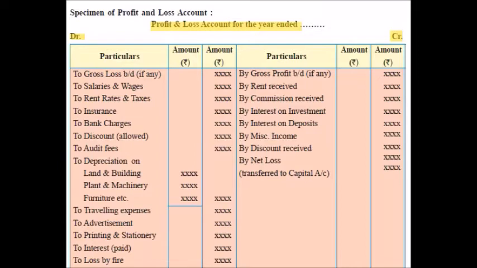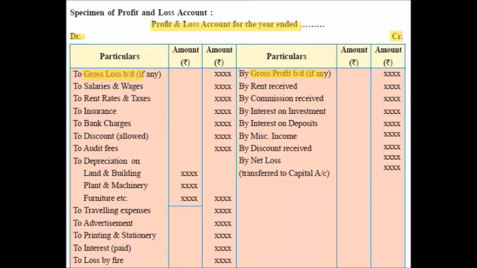When calculated in the trading account, we'll get the amount of some gross loss. If it is a gross profit, we take the gross profit on the credit side, and if it is a gross loss, we take it on the debit side, since it is an expense, and the profit is an indirect income. So we are transferring that trading account amount to the P&L account. Next come the expenses. We'll see the debit side entries first.